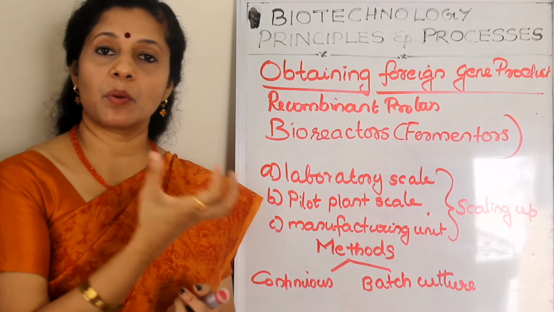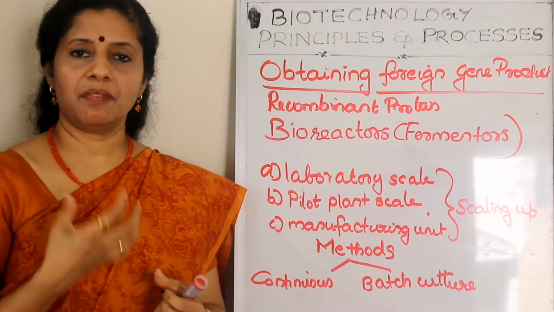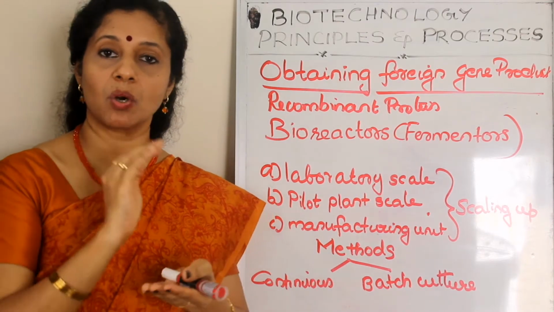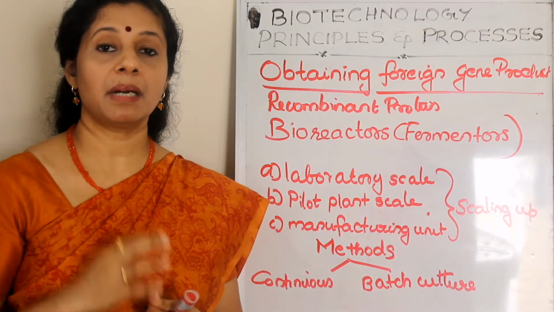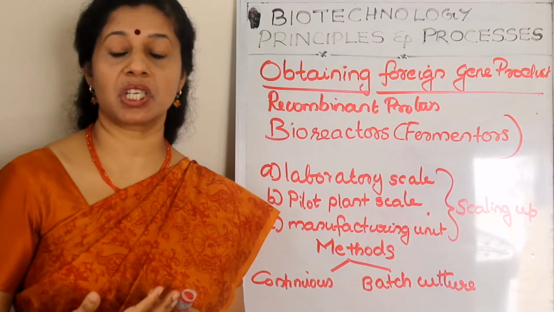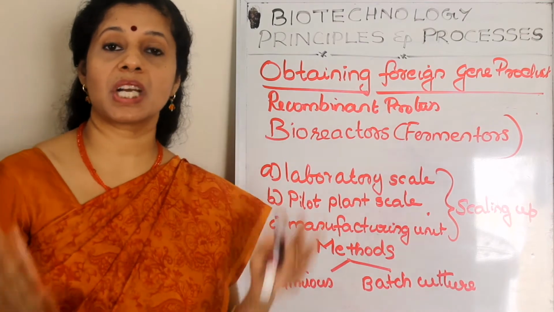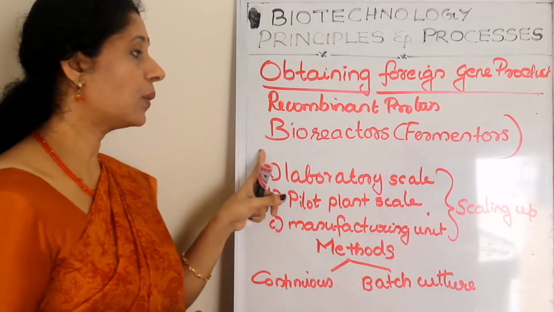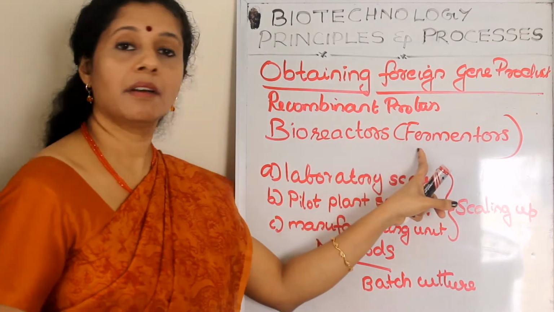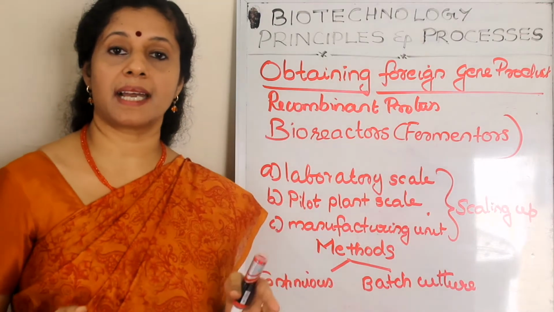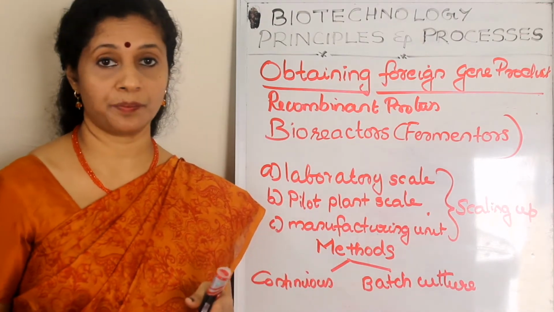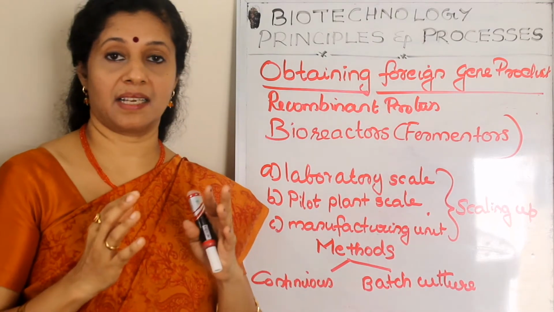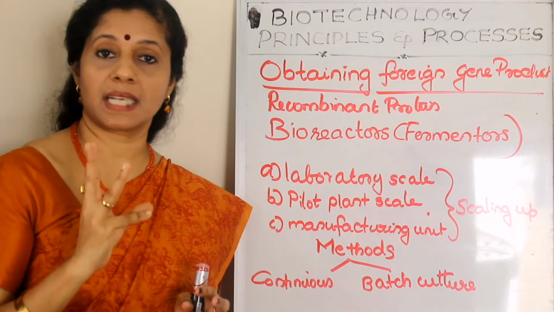So this protein we need for different purposes. If it is for a research purpose in the lab, we can culture them in small quantities, like in small vessels. But if we want to produce on a larger scale commercially, then we have to go for a huge culture system. For that we use huge tanks called bioreactors. Bioreactors, otherwise called fermenters, are huge tanks, almost 100 to 1000 liters volume, in which we can culture the cells.